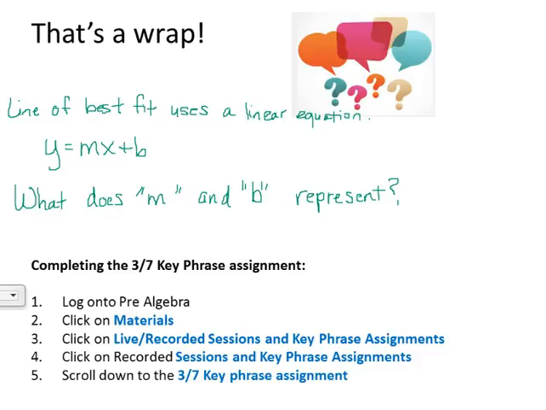In today's recording, we chatted about how a line of best fit is a line that we draw in when we have a scatter plot, and we get it as close to as many points as we can possibly get. Then we want to find the equation of that line, and that's what we call the line of best fit equation. The line of best fit uses a linear equation because it's a line, and a linear equation is represented by y equals mx plus b. What you need to do is tell me what the m and the b represent in the linear equation.